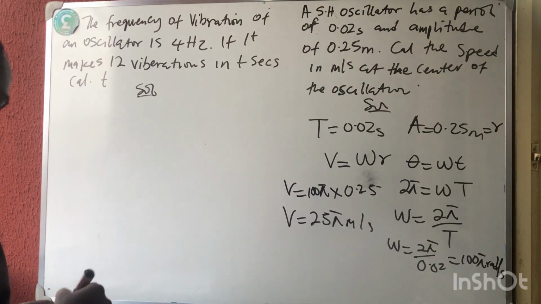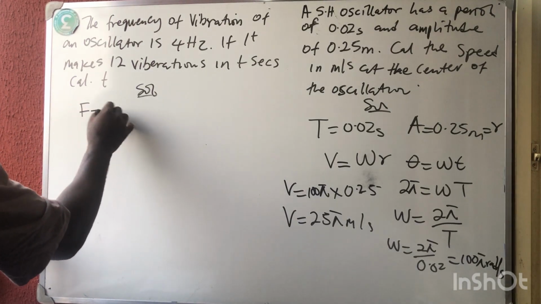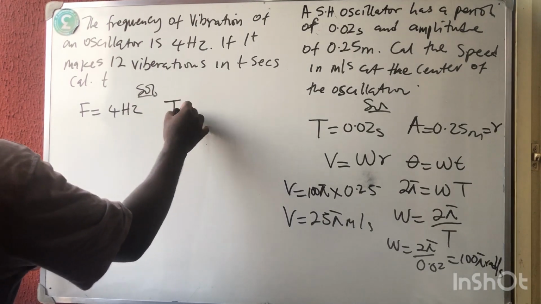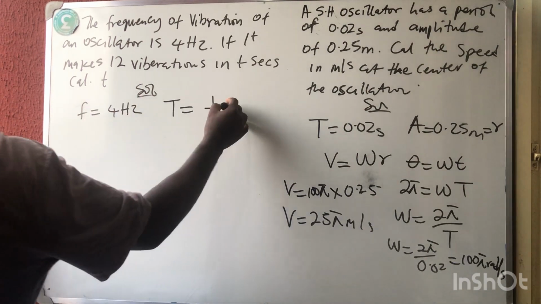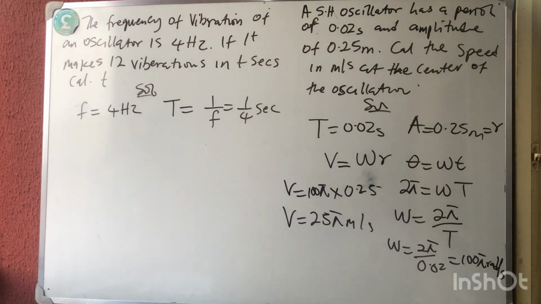Solution. Calculate the T. They gave us F, and the F they gave us is what? 4 Hz. It can help us calculate our T because we know that our T is what? 1 over F. Okay, so which is what? 1 over 4 in seconds. So they say that it makes 12 vibrations.